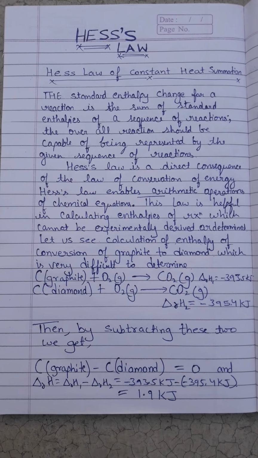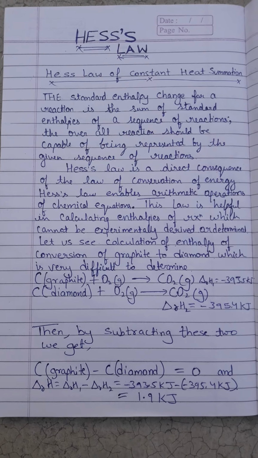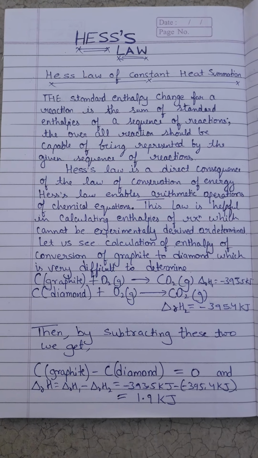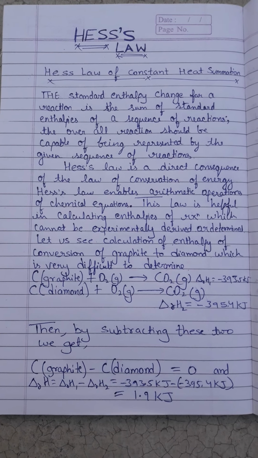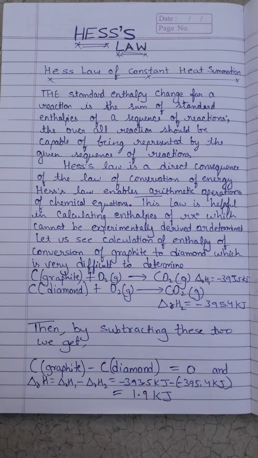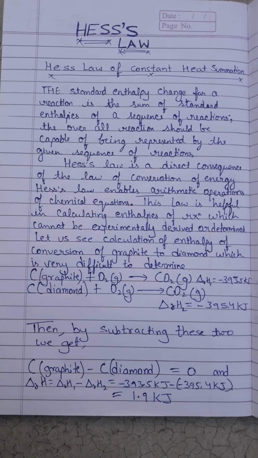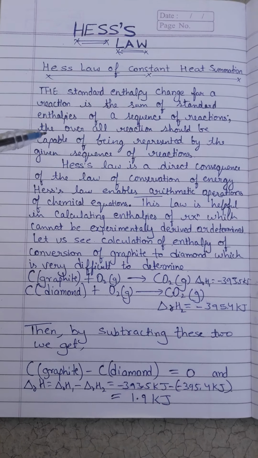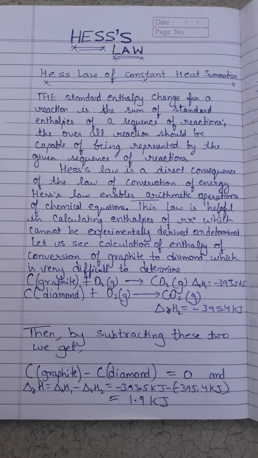Howdy everyone. Today we are going to understand Hess's law. Hess's law of constant heat summation is another name for it. It states that the standard enthalpy change for a reaction is the sum of the standard enthalpies of a sequence of reactions.